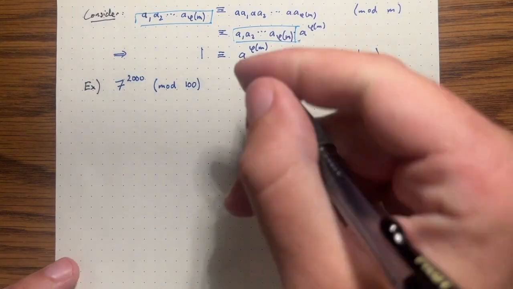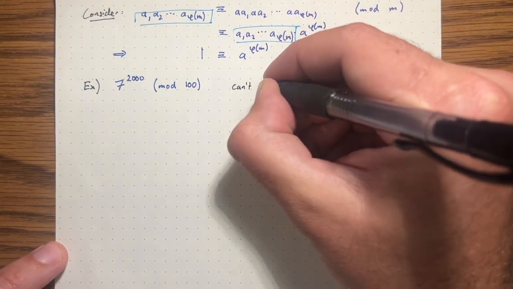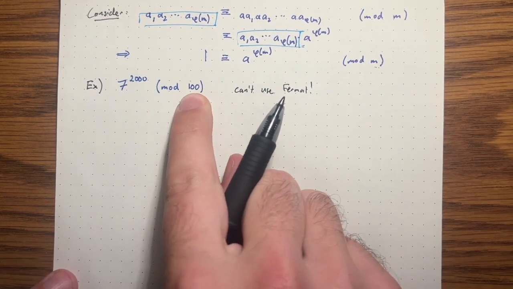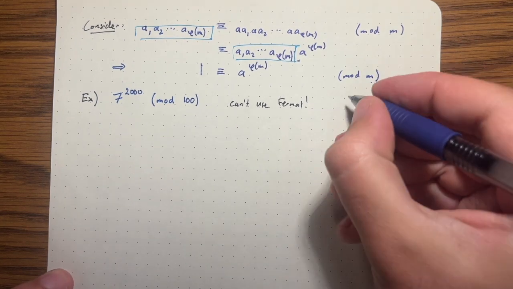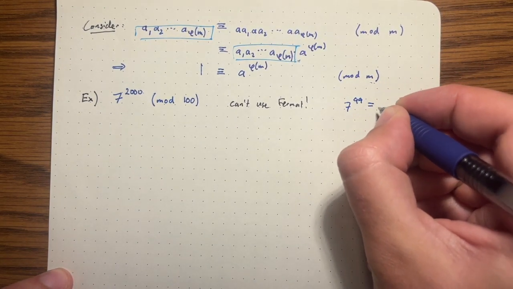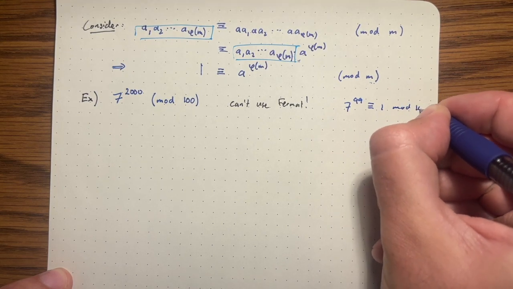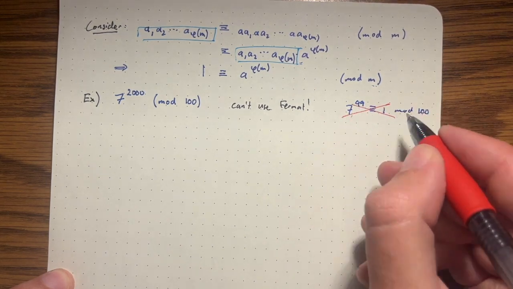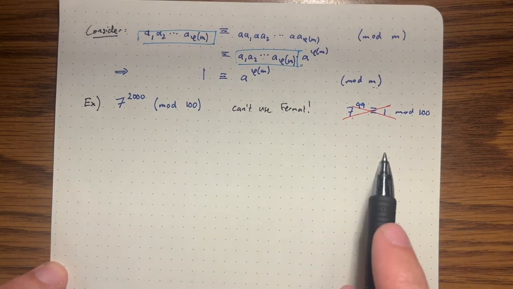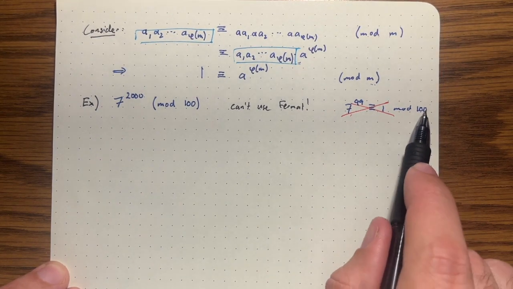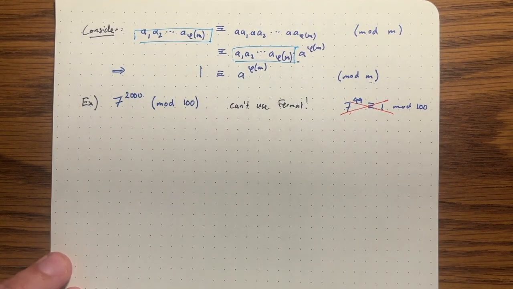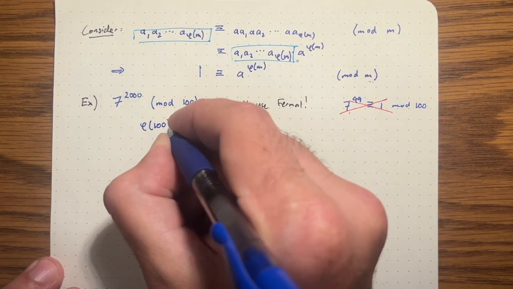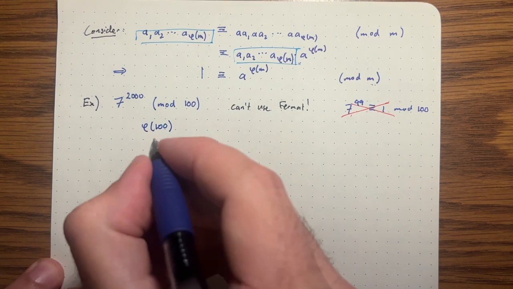We can't use Fermat's theorem. So don't assume that 7 to the 99 is going to be congruent to 1 mod 100. Not necessarily true. That only works when the modulus is prime, where you go 1 less. Instead, our magic exponent is going to be phi of 100. If our modulus is composite, we need to compute phi of 100. What is phi of 100?